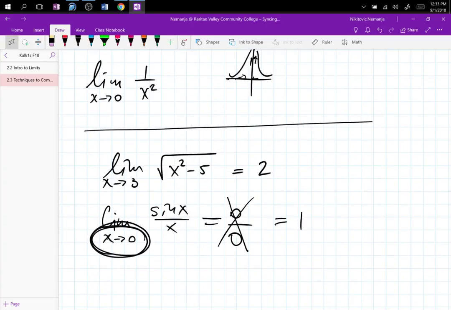So guys, the plug-in method is a hack. It works in a limited amount of examples. And yes, it is the first thing that you should always try. Because if you can beat the system, by all means, please beat the system. That's called efficiency in life, okay?